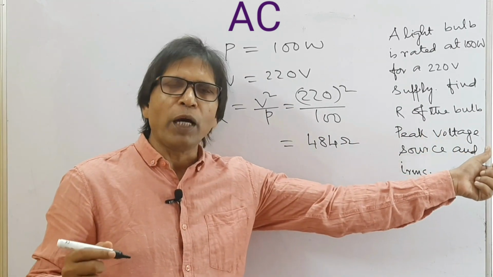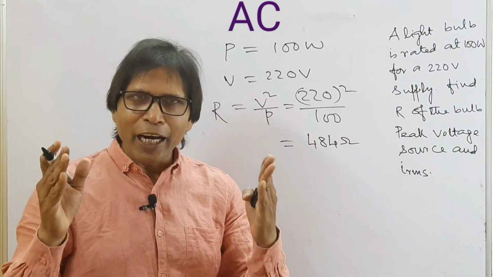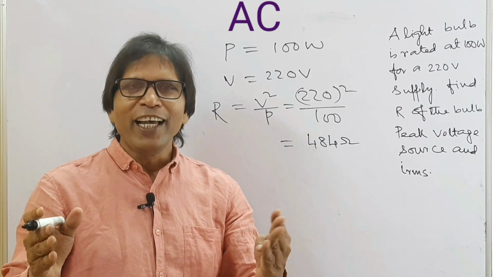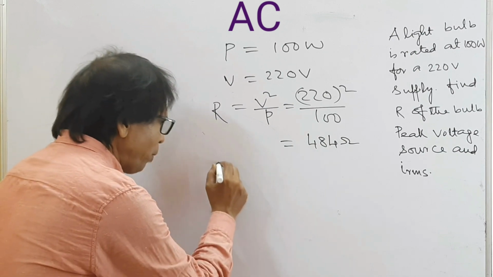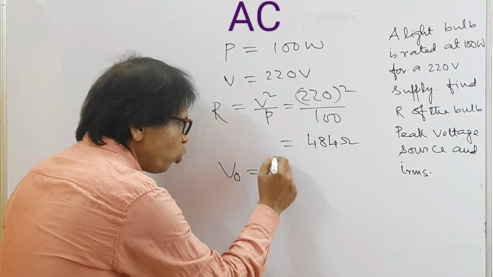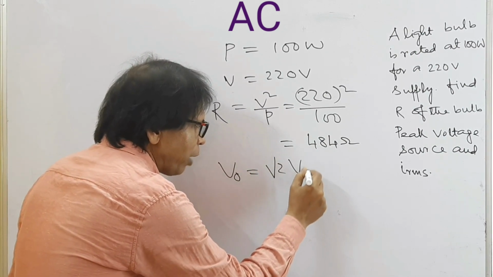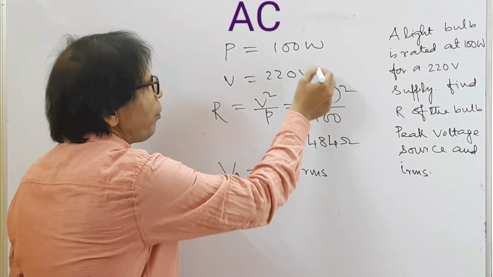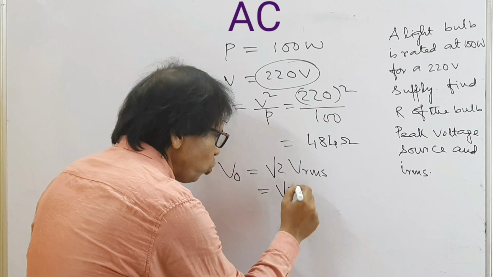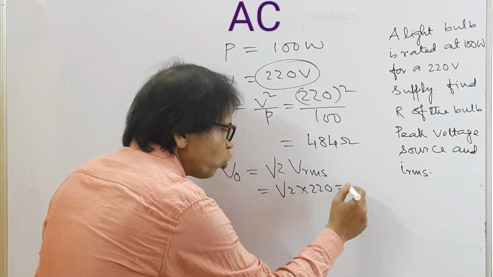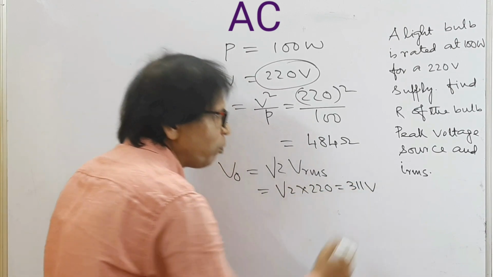Now the peak value of the voltage. We know the RMS value of the voltage is the peak value of voltage divided by root 2. So the peak value of voltage is root 2 times Vrms. Look at this. Here Vrms is 220 volt. So this is root 2 into 220. So this is 311 volt.